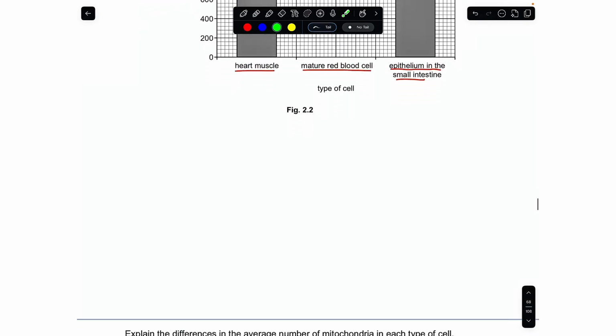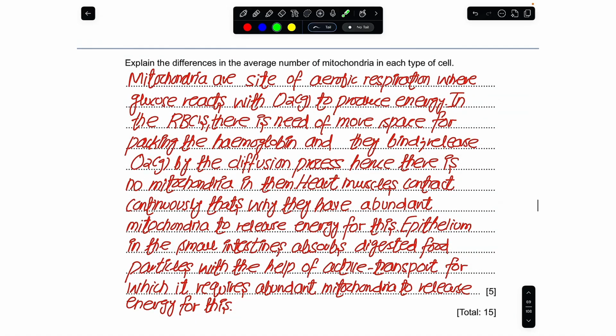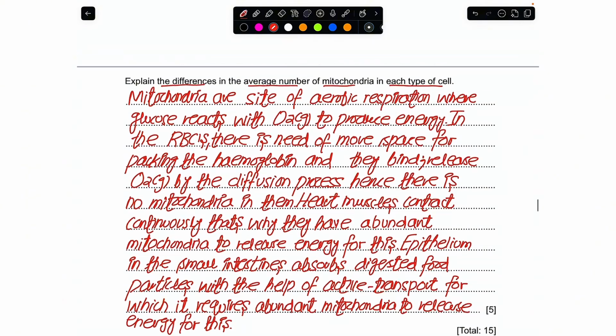Now, if we move to the question, here the question was for a total of 5 marks, and they wanted you to explain the differences in the average number of mitochondria in each type of cell. Like we have the heart cell, the epithelium in the small intestine, and the red blood cell. So we need to explain the differences, not describe.